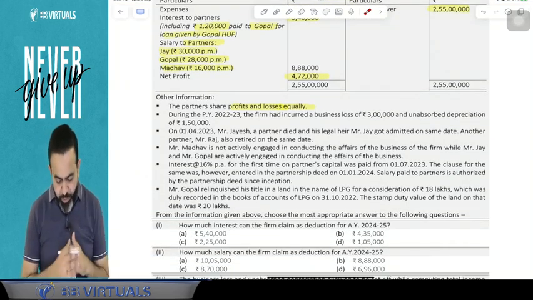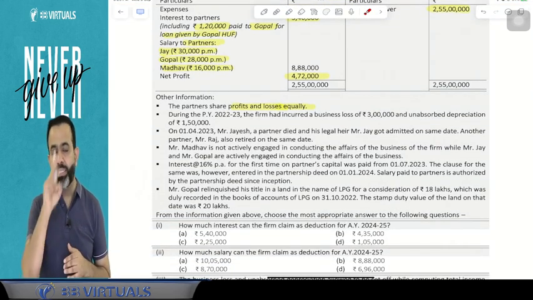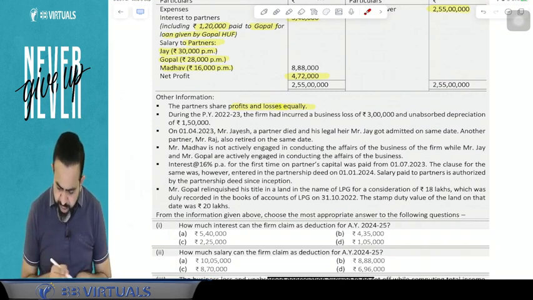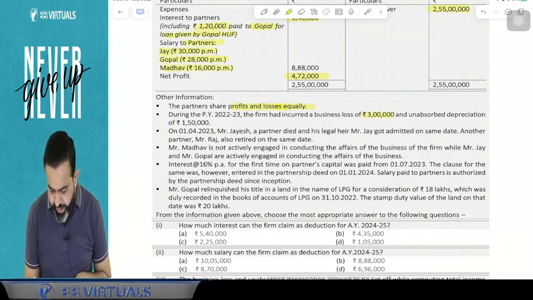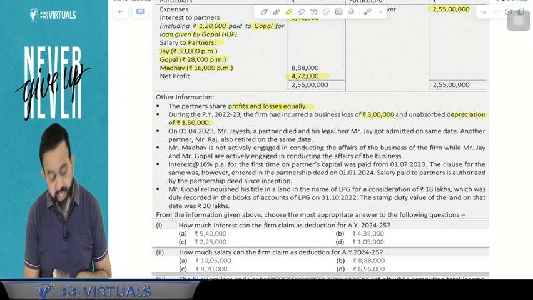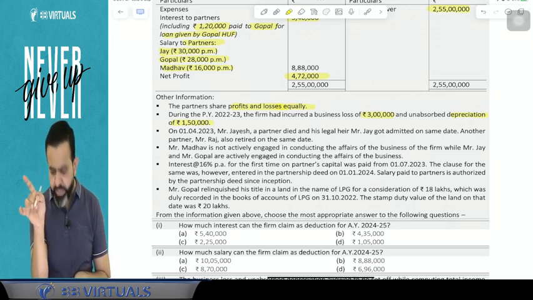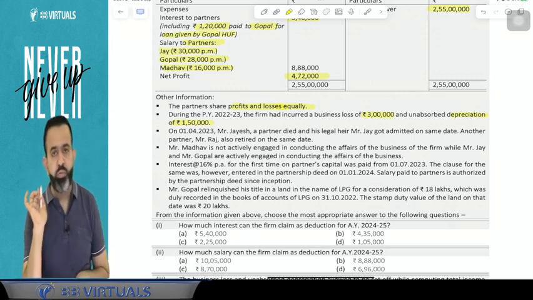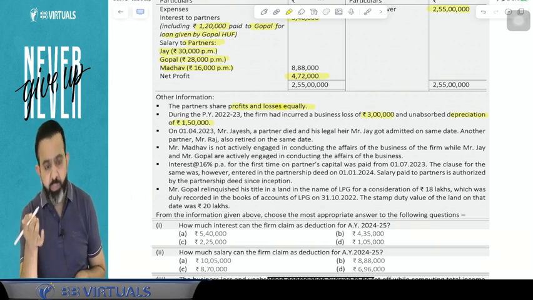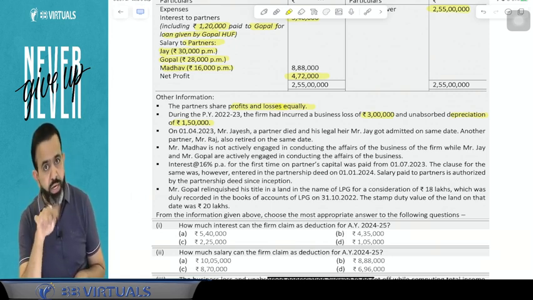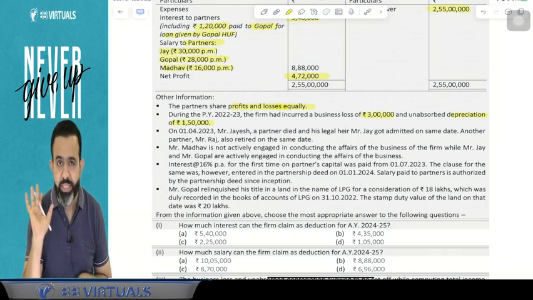Next part: during the previous year 22-23, the firm had incurred a business loss of 3 lakh and unabsorbed depreciation of 1,50,000. So last year the business loss of the firm was 3 lakh and the unabsorbed depreciation was 1,50,000. Is it allowed to be set off in the current year or not?